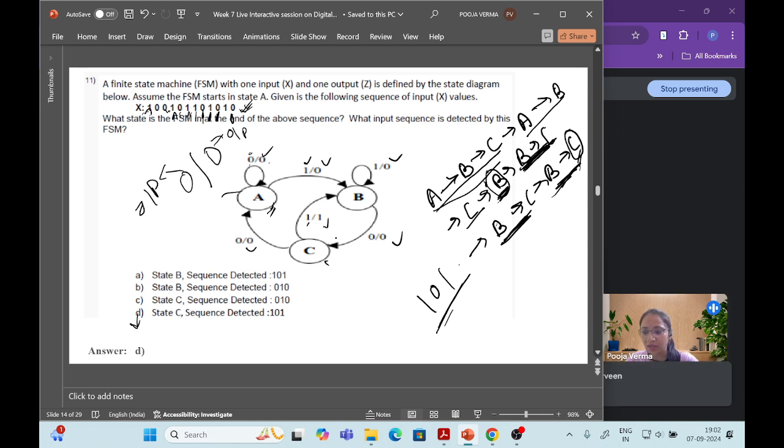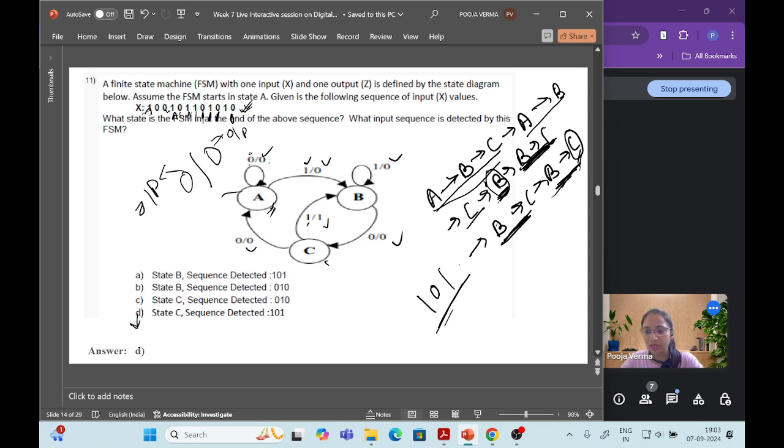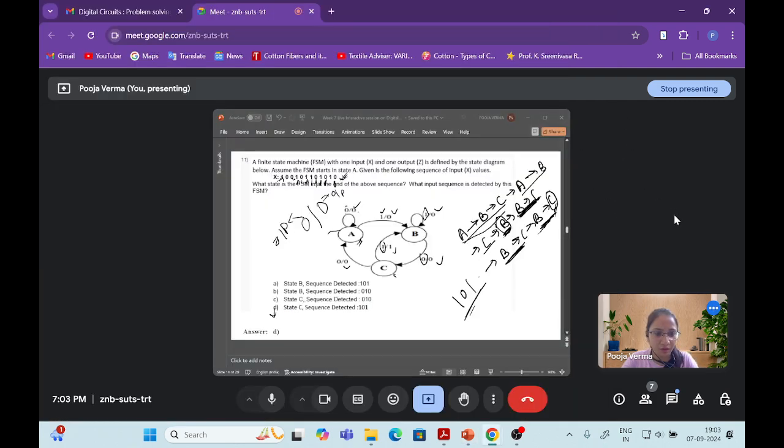Have you understood? The output will be 1 when the FSM is in state C and the input is 1. So the state changes from C to B. So when the sequence is detected, from here we can take the input sequence 1, 0, 1. Okay, we just need to monitor.